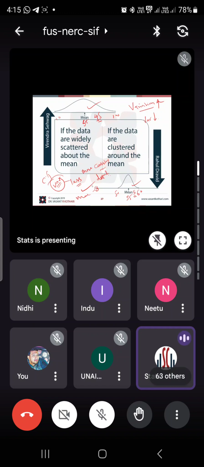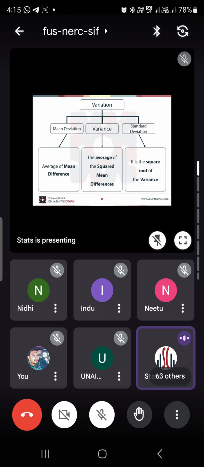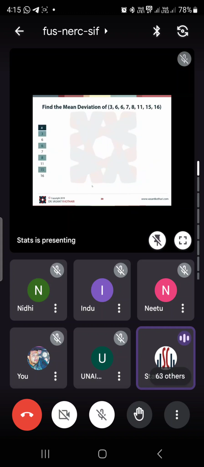Again, this mean difference and the mean deviation, this is an important concept. So I will take one more example for you and I'll try to explain that. We took the simple example of Dravid and Sehwag. Now let's understand the mean deviation, mean difference with the help of this example. Now here I have 8 values: 3, 6, 6, 7, 8, 11, 15 and 16.